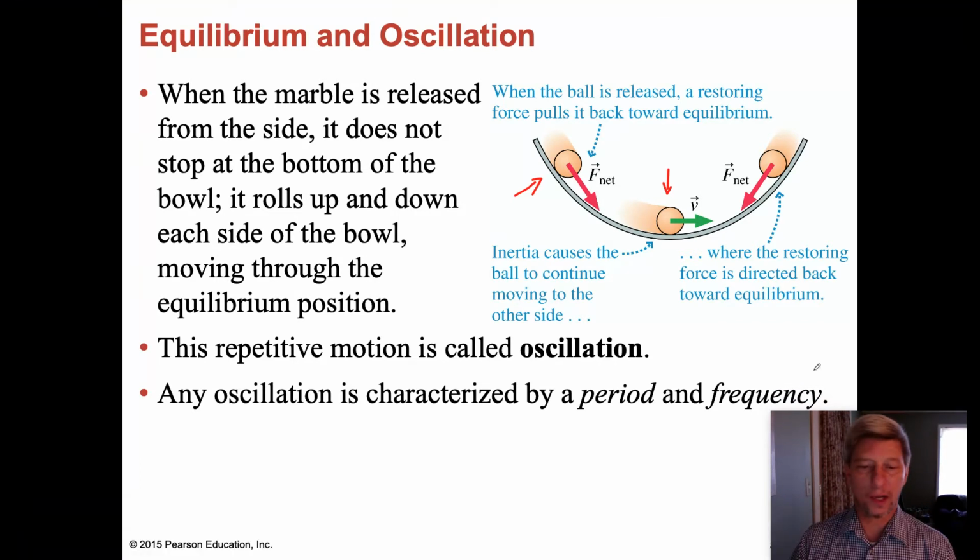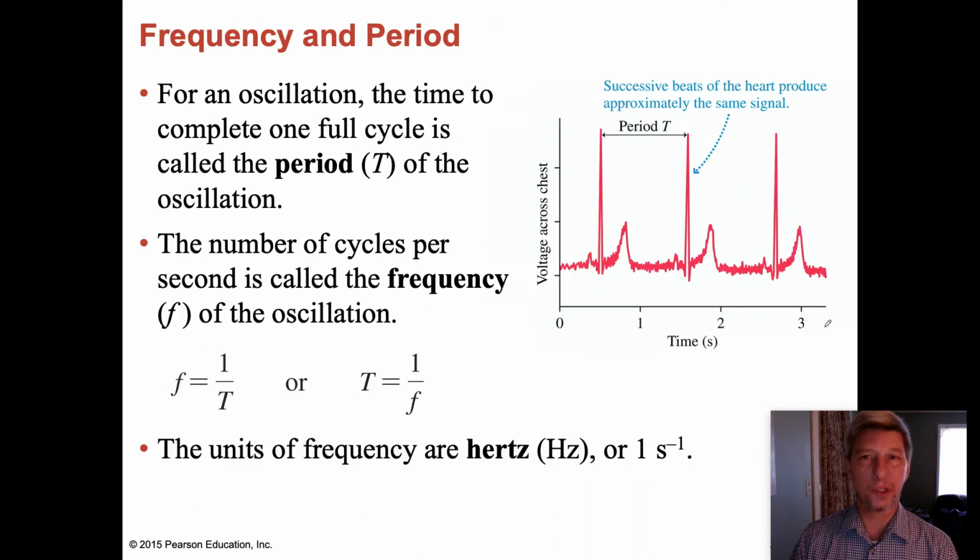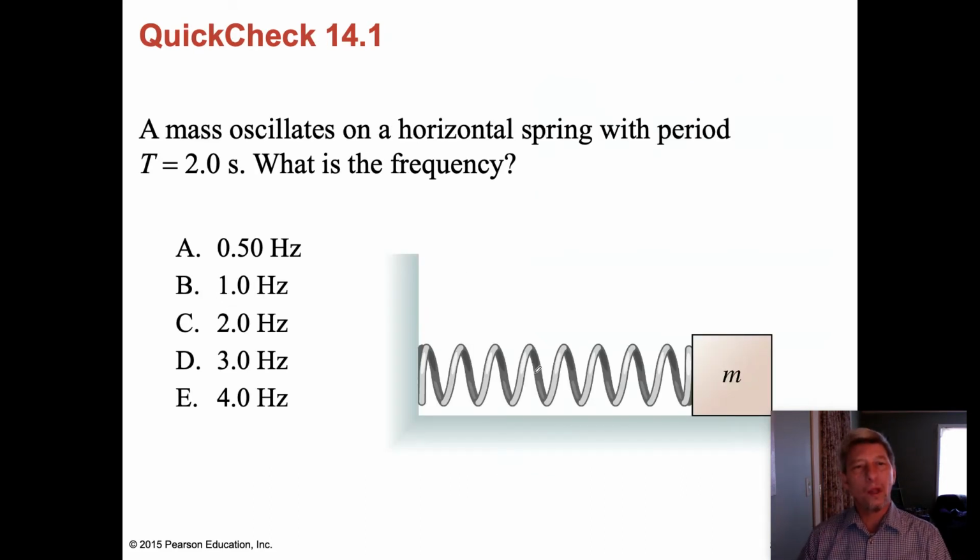Now, any oscillation is characterized by period and frequency. For an oscillation, the time to complete one full cycle, there and back again, is called the period of the oscillation. The inverse of the period is called the frequency. This is the number of times the thing moves back and forth in a given period of time. These two terms, period and frequency, are inverses of one another. So frequency is 1 over the period, and period is 1 over the frequency. The units of frequency are 1 over a second, or what we call a hertz, named after the famous German physicist Heinrich Hertz.